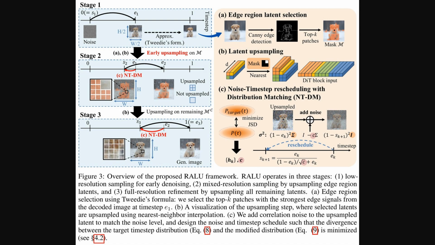So how does the method actually prevent those problems? Well, this diagram lays out the core idea, a clever three-stage process. First, it quickly generates a rough, low-resolution version of the image to capture the main structure. Then, in the key step, it uses canny edge detection, a classic computer vision technique for finding outlines, to identify and upsample only the most critical edge regions. Finally, it upsamples the rest of the image. To keep everything stable during these resolution changes, it uses something called noise time-step rescheduling with distribution matching, which carefully manages noise levels to prevent artifacts.